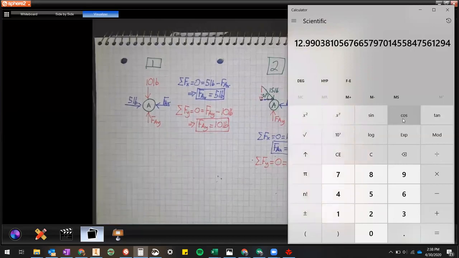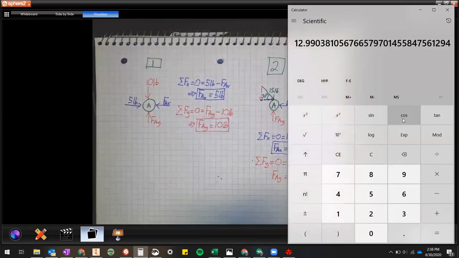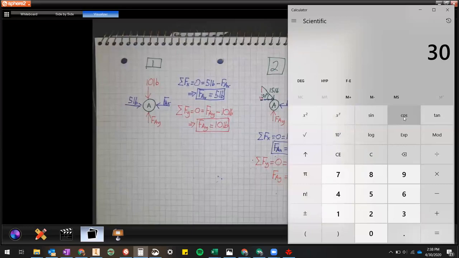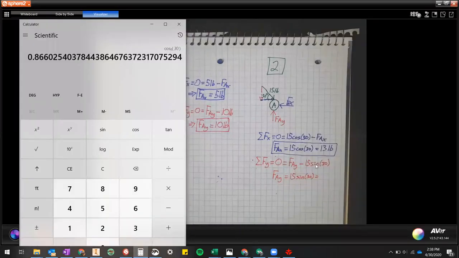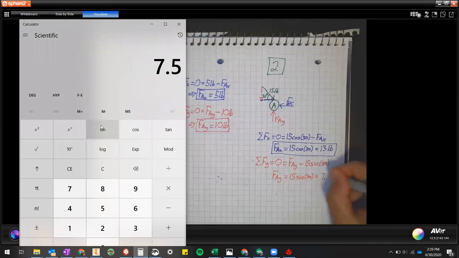Okay. And so FAY is equal to 15 sine 30, which I'm pretty sure the sine of 30 is 1/2, but let's just throw it on our calculator just to be safe. Sorry, I just covered that up with my calculator, didn't I? So FAY, 15 sine 30. So 15, oh, I did cosine again, sorry. 30, and then I click sine, is 1/2 times 15 is 7.5. So I apologize, I covered that up.